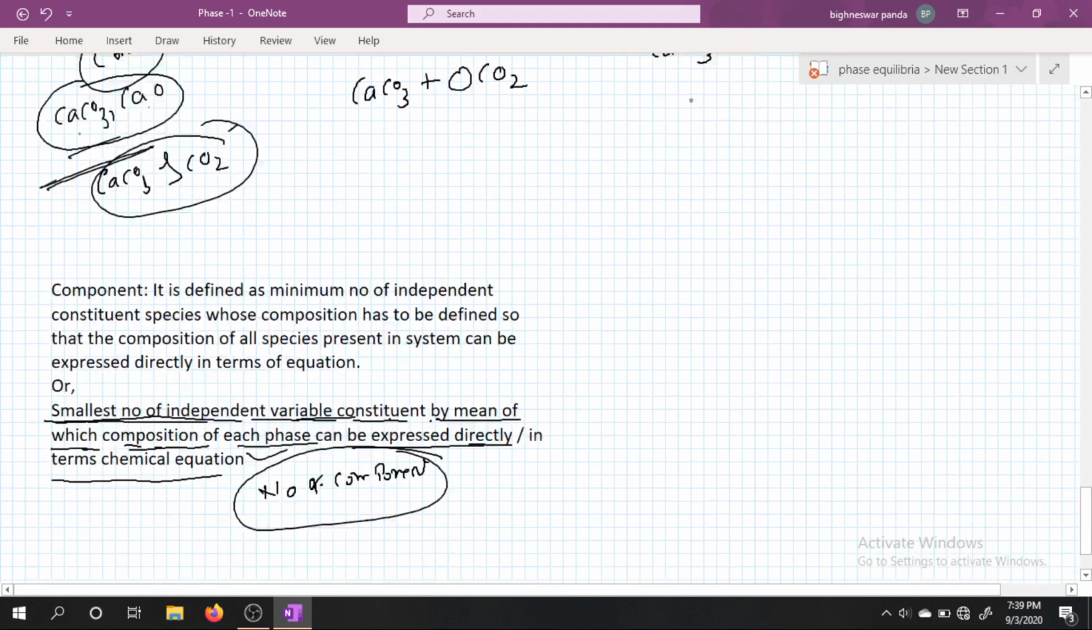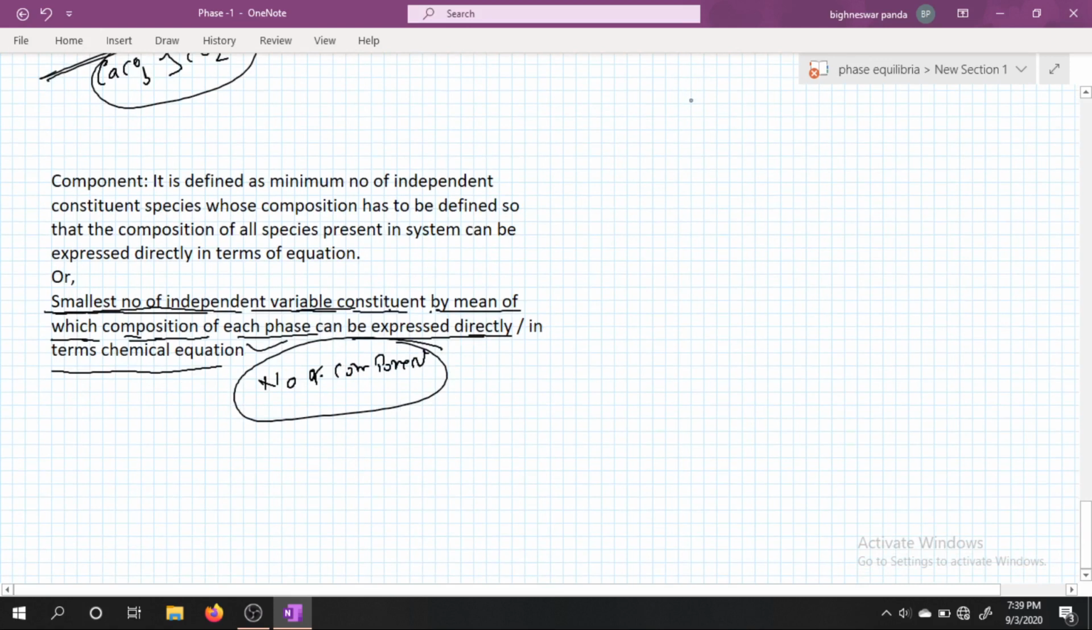So number of component may be defined as the minimum or smallest number of independent variable constituent that are required to express the composition of each phase, which can be expressed directly or in terms of chemical equation.